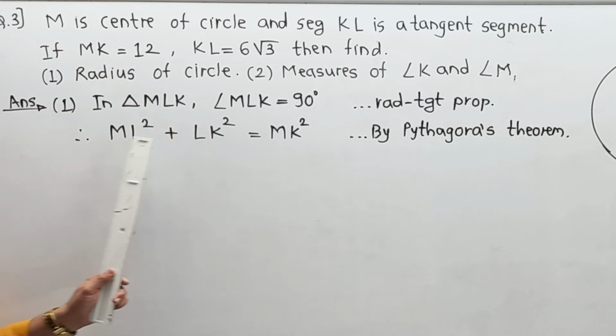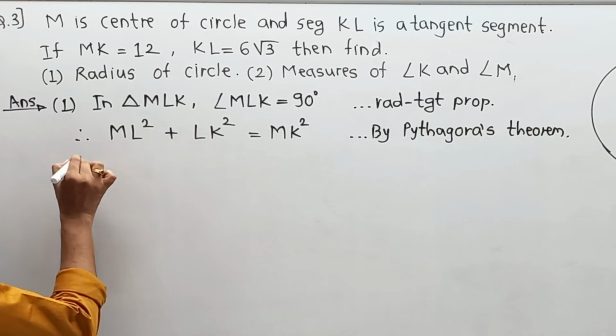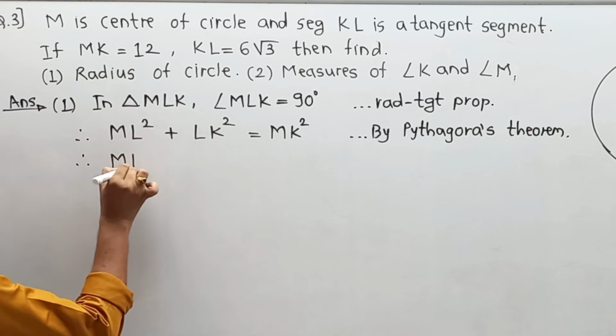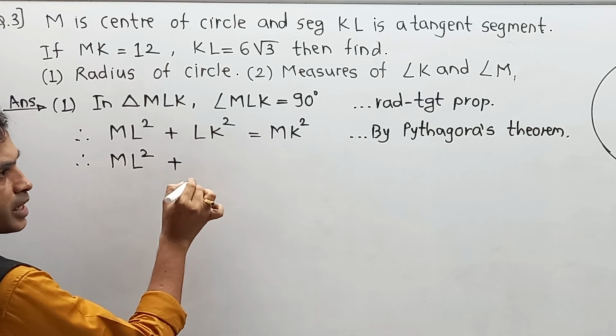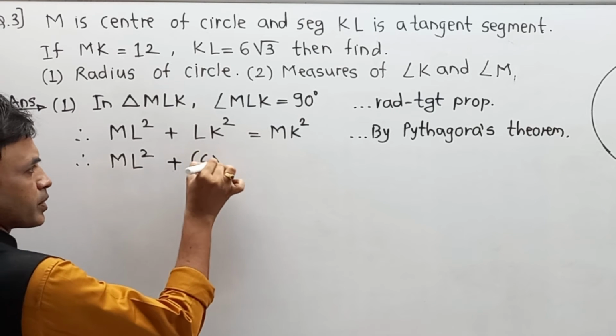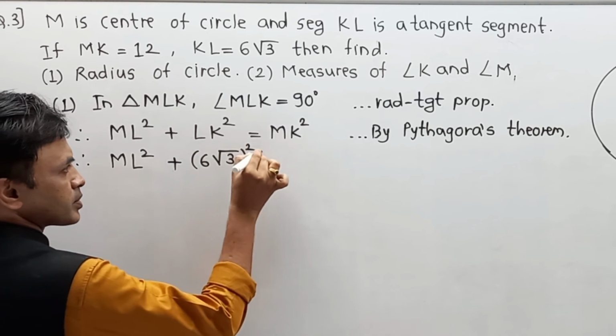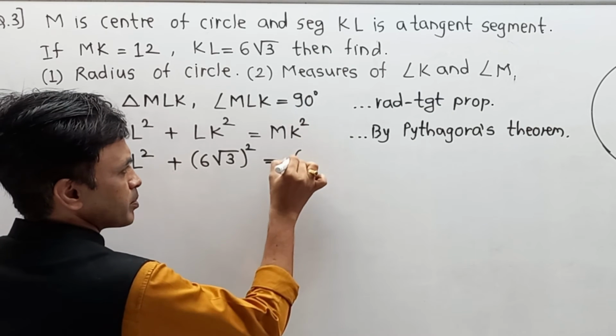Now, ML square plus LK square is equal to MK square. Therefore, ML square, that we have to calculate, ML square, that is nothing but the radius of circle, plus LK, means 6 root 3 square, is equal to MK square, means 12 square.